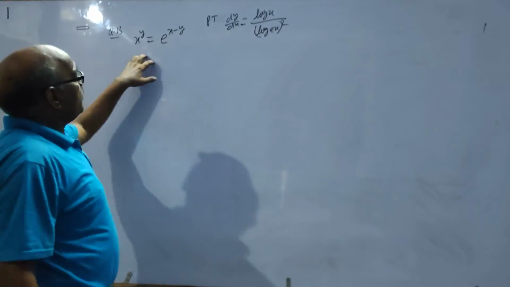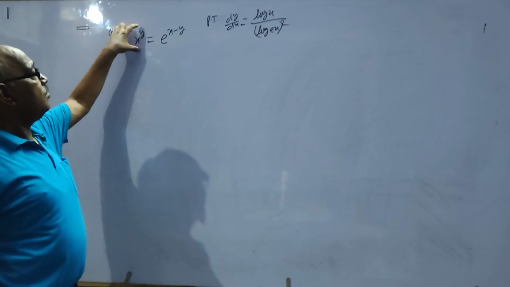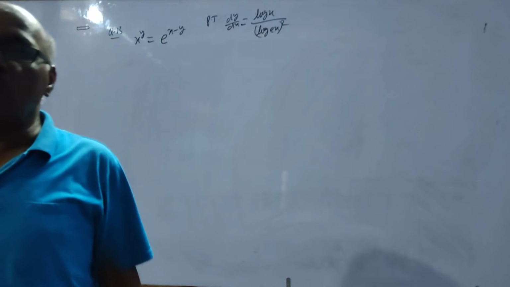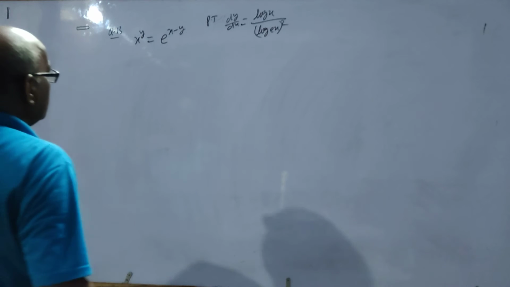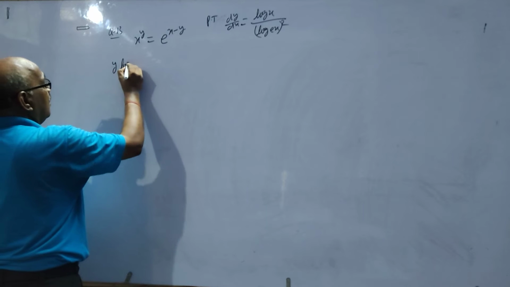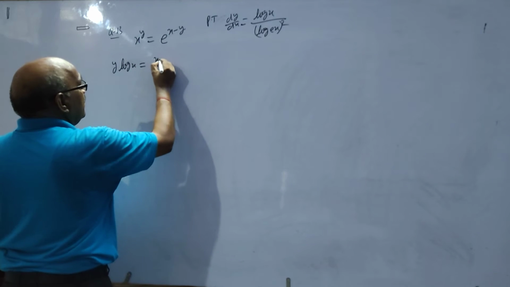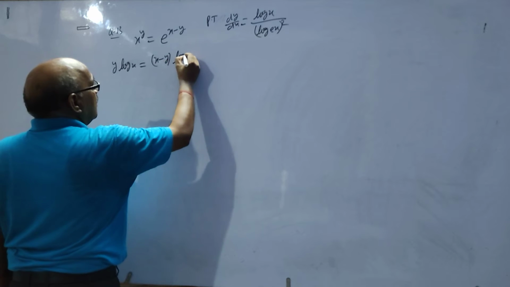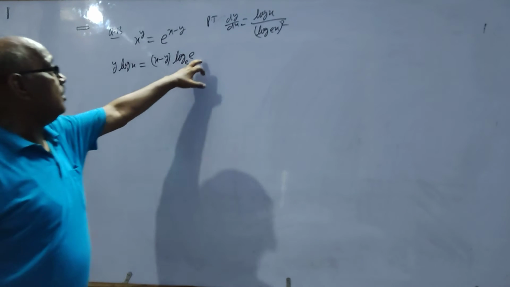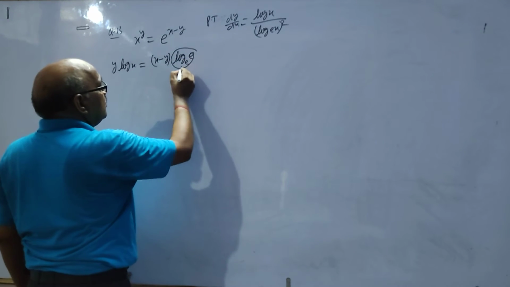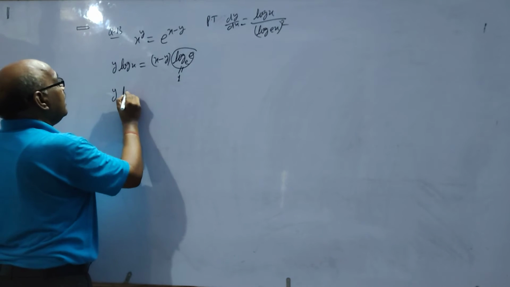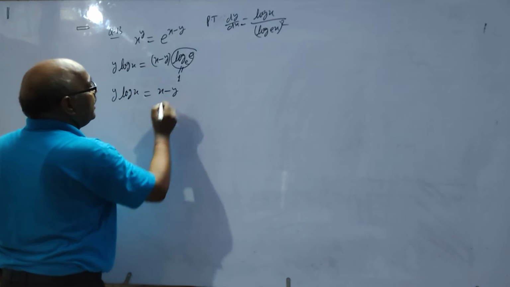Now here x to the power y is equal to e to the power x minus y. Here one function is in the power of another function, so the same process applies: take the log of both the sides. Taking log of both the sides, y log of x is equal to x minus y into log of e. With e as the base, log e to the base e has the value 1, so it is 1 into x minus y. So y times log x is equal to x minus y.